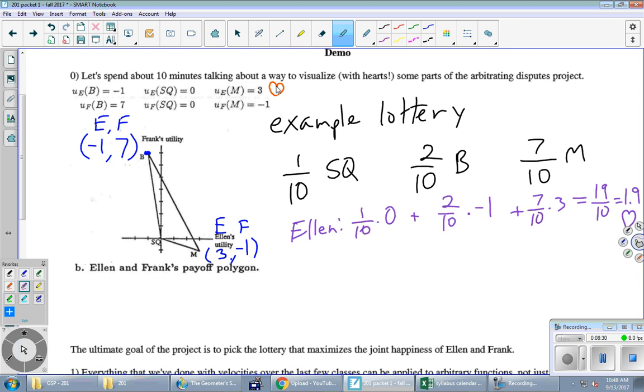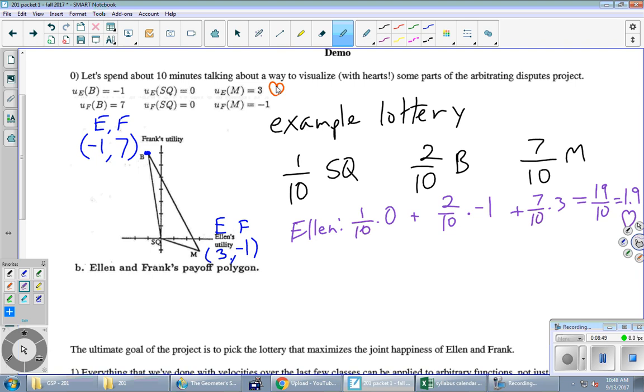On average, is she ever going to actually get 1.9 hearts from a single vacation? No, that's not one of the possibilities. The only possibilities for her are no hearts, -1 heart, and 3 hearts. But if we let her do this over and over again a few hundred times, add up all her hearts, and divide by how many vacations we've simulated, on average she's going to walk away with 1.9 hearts.